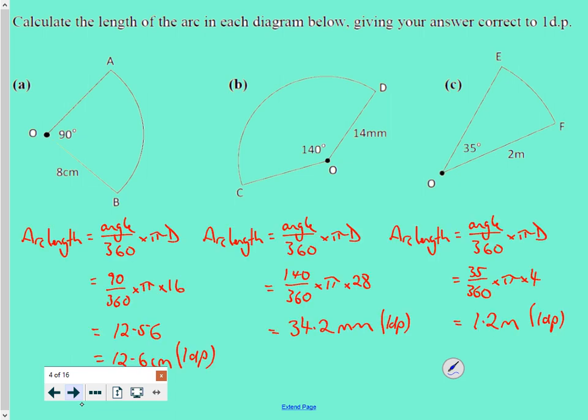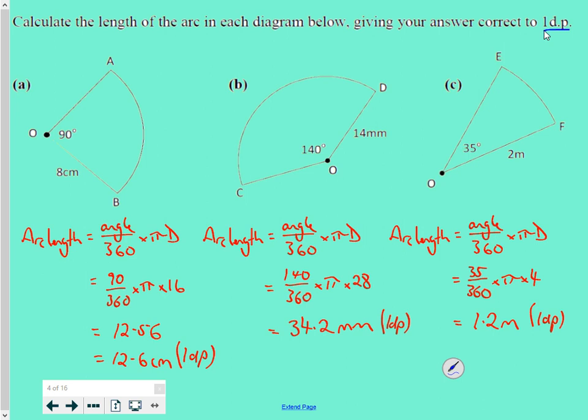So answers, again, it's vital that if you are attempting these questions that you are marking them just to check to see how you get on. Notice that the question said to round to 1 decimal place. Okay.